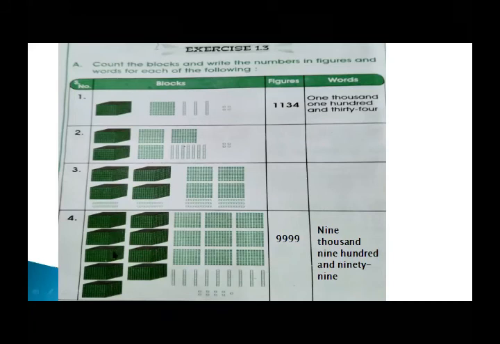1, 2, 3, 4, 5, 6, 7, 8, 9. 9000 blocks are given here. So you will write 9 at the place of 1000. Now you will see here, 1, 2, 3, 4, 5, 6, 7, 8, 9. How many boxes of 100 are given here? 9. So you will write 9 at the place of 100.